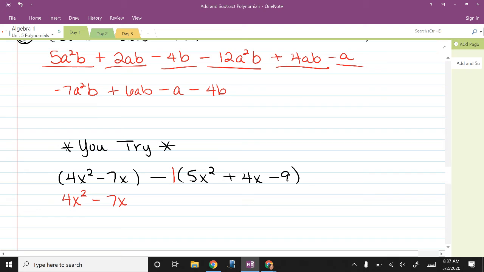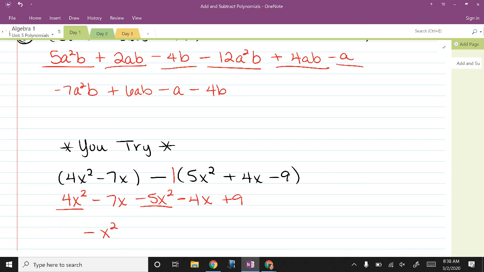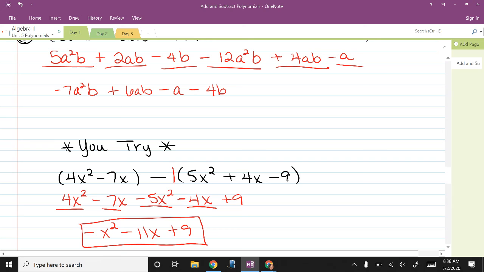So what goes next? And then what? Plus 9. Okay, then what do we do? What's the highest exponent? x squared. So I have 4x squared minus 5x squared is what? So you can write -1x squared, or you can just write -x squared, okay? As long as you have that minus sign out there. Then what? The -7x and -4x. Yep, your x's. What's -7x minus 4x? And then what goes last? Plus 9.